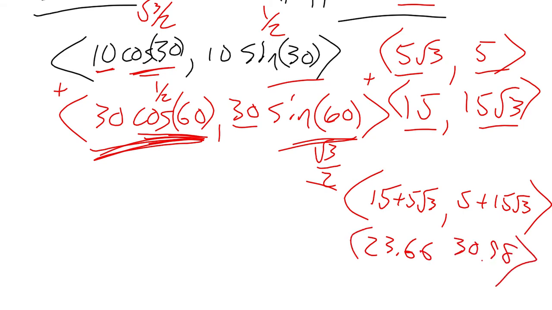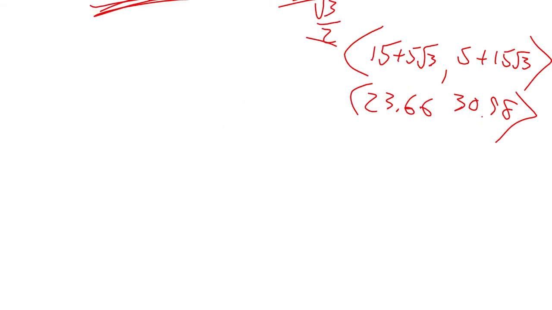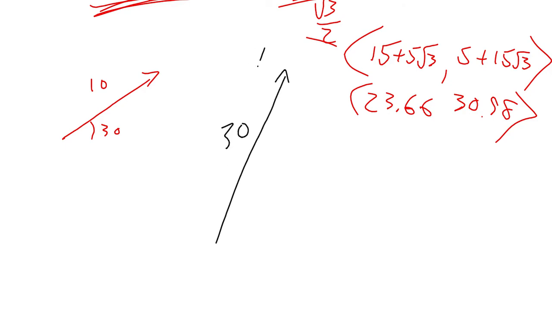Now, just a little addition to this. What does it mean to add two vectors? So that first vector was 10 at 30 degrees, 10 units long. The second vector was 60 degrees, but it was 30 units long. Right? So what does it mean to add these two vectors?